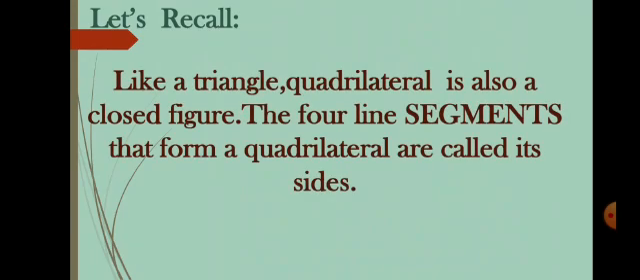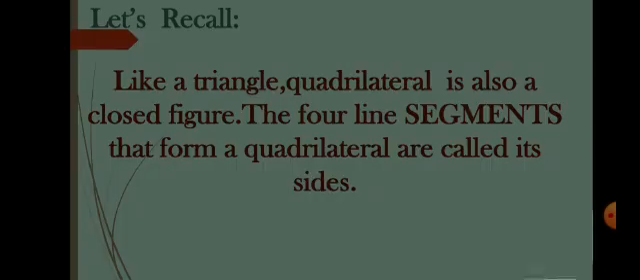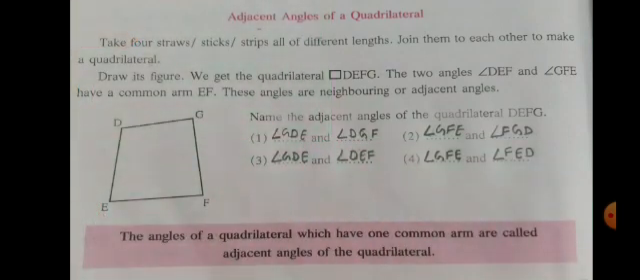Like a triangle, a quadrilateral is also a closed figure. The four line segments that form a quadrilateral are called its sides. Previously, we have discussed adjacent sides of a quadrilateral as well as opposite sides of a quadrilateral. Adjacent sides of the quadrilateral have a common vertex and opposite sides of a quadrilateral do not have a common vertex. Today, we are going to discuss adjacent angles of a quadrilateral.